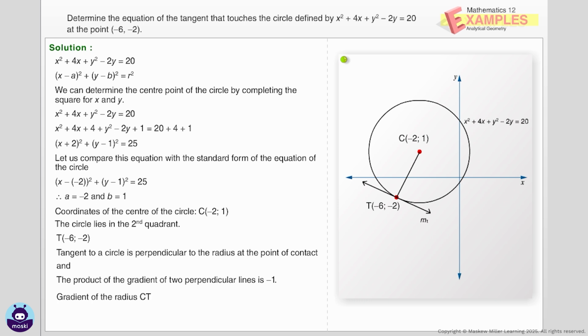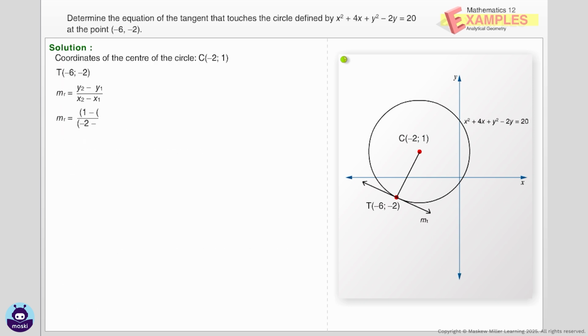Gradient of the radius CT. Substituting the coordinates of the point T and the center, we get m_r equals (1 minus -2) over (-2 minus -6) equals 3 over 4. m_r times m_t equals -1. Substituting the value of m_r, we get m_t equals -4 over 3.